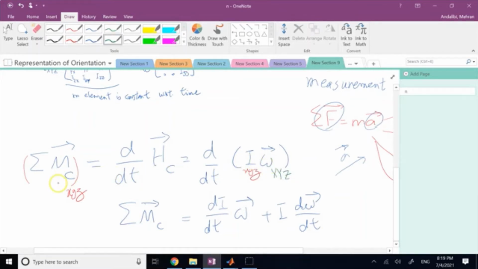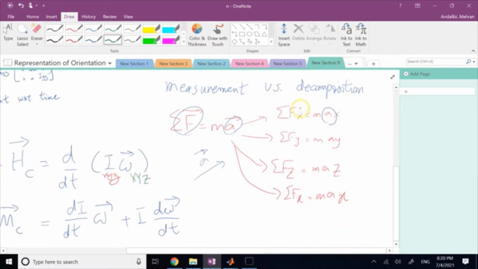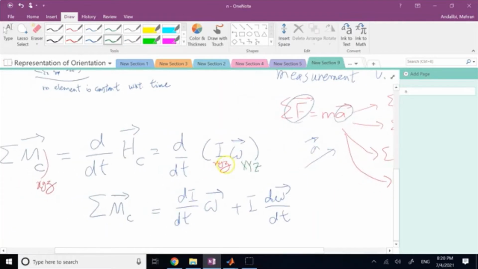Everything in an equation, when you're doing arithmetic, multiplication, division, addition, subtraction, has to be written along one frame, right? Here you cannot say, I want to say the sum of the forces along the capital Y axis is equal to m times a about the small x axis. Of course you cannot say that. The same thing here: these physical entities, m, I, omega, everything has to be written along the same frame.